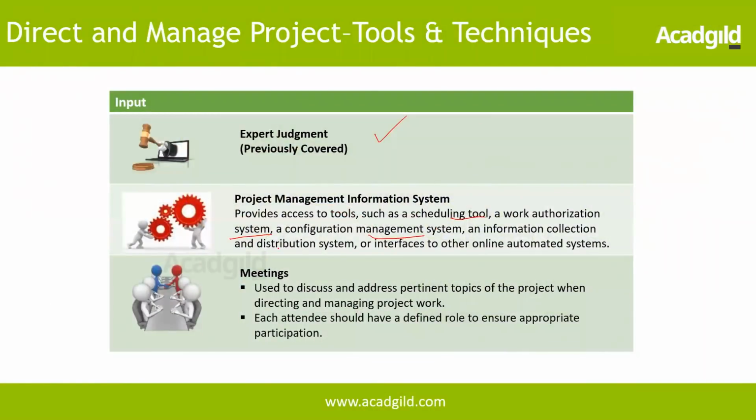An information collection and distribution system is nothing but your communication channel where I can post all my documents. I cannot be sending everything by email, so I may have to post it somewhere, and I need a tool for that. Or any interfaces to other online automated systems, because my project may be interacting with other projects, where I may have to integrate my systems as well. That is generally called PMIS, the Project Management Information System.